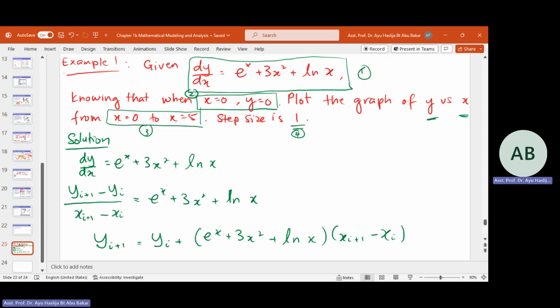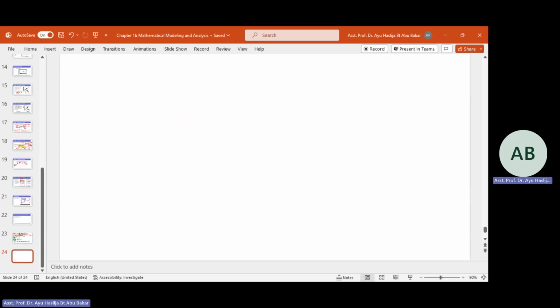So this equation is important. It is the one that you will use to calculate your y value. Up to there, does anyone need me to repeat? Clear? From the dy/dx equation, we find the y equation. Now after that, we can do it in table form, which is easier. I copy again the equation that we got just now.